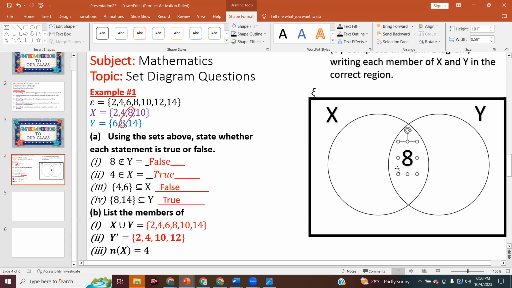Yes, I think. Okay. So 8 is common in both of them. So it's going to be 2. After 2, what else is an X? We have 2, and we have 4 and 10. We have 8 already. So 2, 4, 8, and 10.